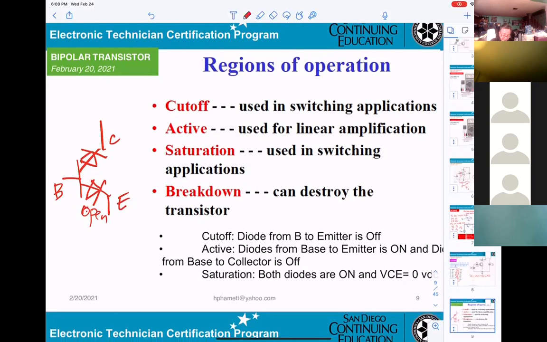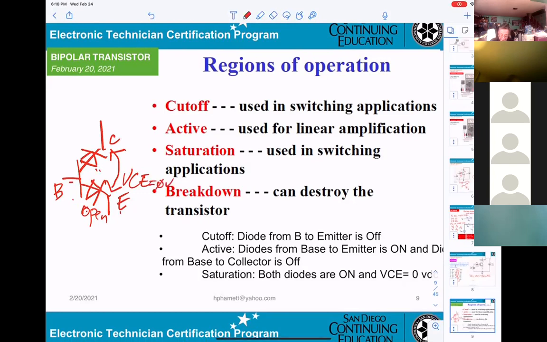For active, that means the diode from the base to the emitter must be on, and the diode from the base to the collector must be off, reverse biased. Last one, if there is saturation, then both diodes here must be on, and the voltage from C to E, VCE, is almost equal to 0.